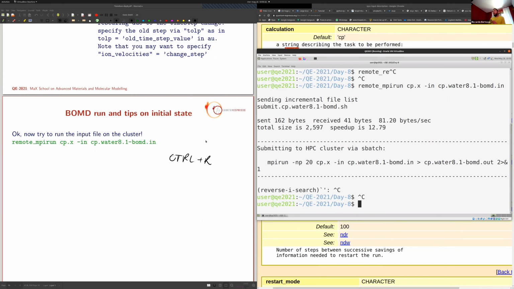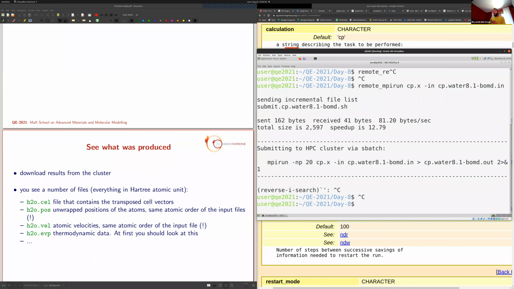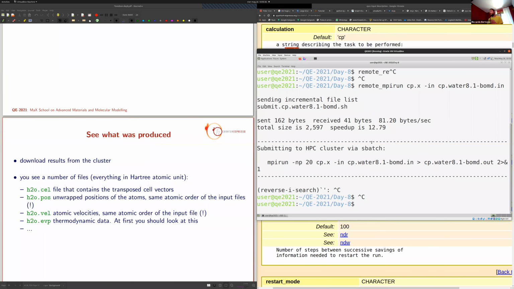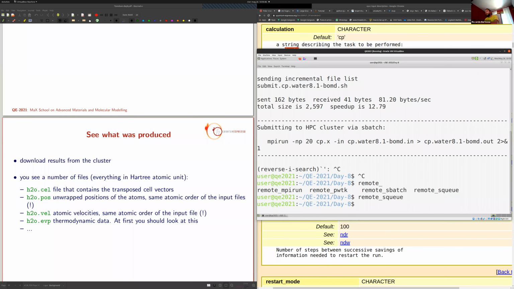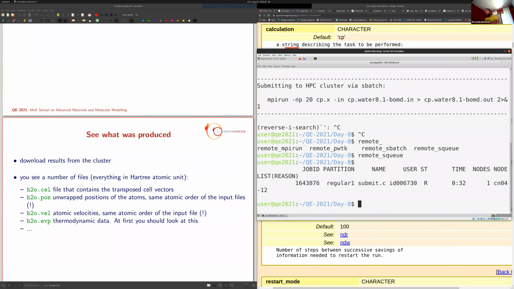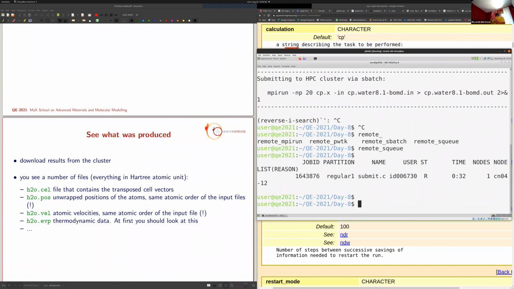So this should be very fast. Let's see if it works. Okay, it is running. So now we are running Born-Oppenheimer molecular dynamics.